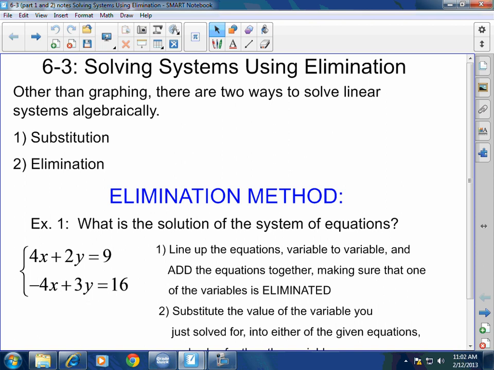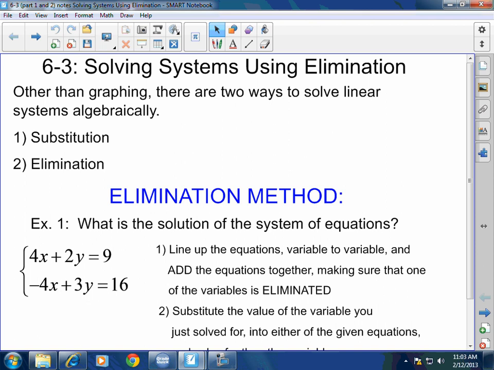For substitution, we learned that we have to find and isolate one variable, the easiest variable to solve for. We plug that value into that variable of the second equation. We solve for the remaining variable. Once we have that value, we plug it back into the original equation, and we find the second variable. Today, we're going to be talking about elimination.